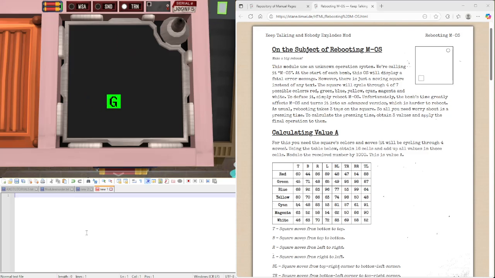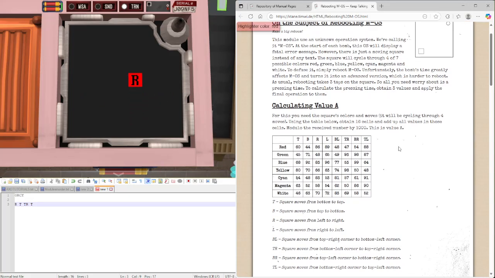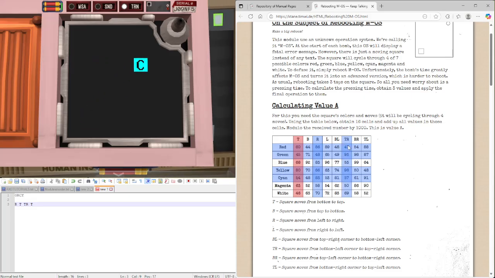We have green, red, cyan, yellow, right, top, top right, top left. We have 2 tops, we have 1 of everything else, green, red, cyan, yellow, right, and top right.